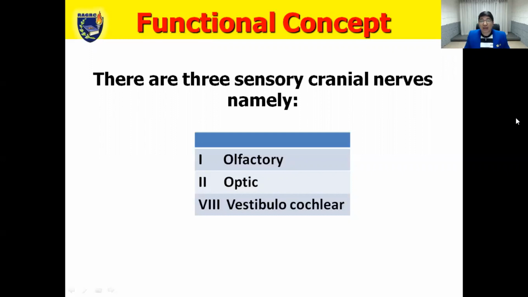So we all know for a fact that out of the 12 cranial nerves, there are 3 sensory cranial nerves, namely olfactory nerve, the optic nerve, and the vestibulocochlear nerve. So this is our first functional concept.